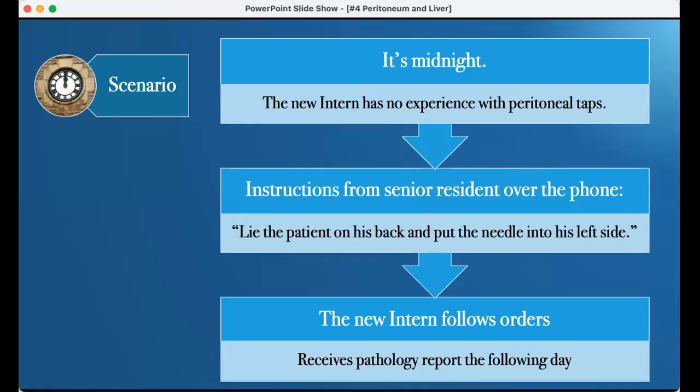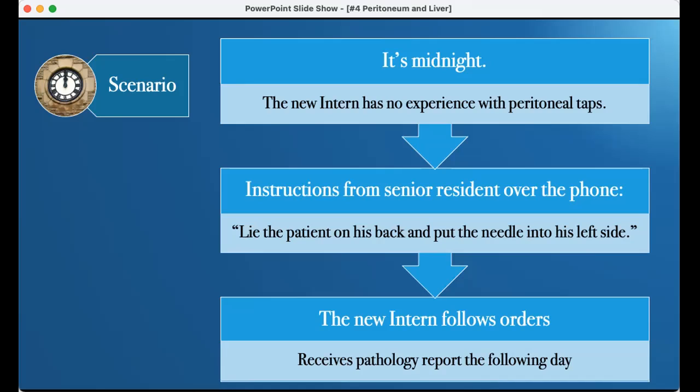So now it's midnight. The new intern has no experience doing a peritoneal tap. So the senior resident, it's July for him as well, obviously, but he's overwhelmed in his new role. And so he's telling the new intern over the phone just to lie the patient on their back and then feel the abdomen down on the lower left side and stick the needle in and just draw the fluid out of the left side of the abdomen.